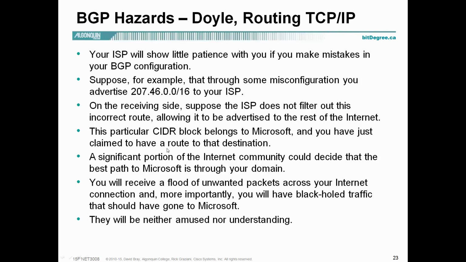So if you've just claimed to have a route, then you could start drawing traffic for that whole /16 towards you. And as you start doing that, of course, you can't deliver it. Then a significant portion of the internet community could decide to use that path towards you, thinking you're the best route. You get all these unwanted packets through your internet connection, which swamps your connection, but more importantly, you will be black holing traffic that should really have gone to Microsoft. And when they start losing their traffic, no one's going to be amused, nor will they be understanding.